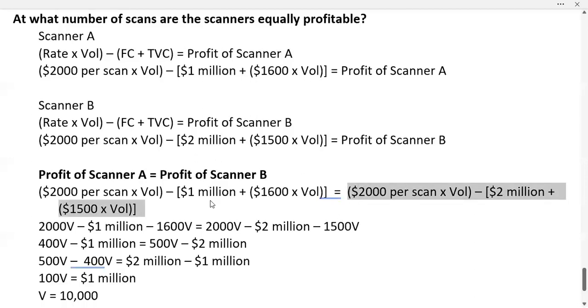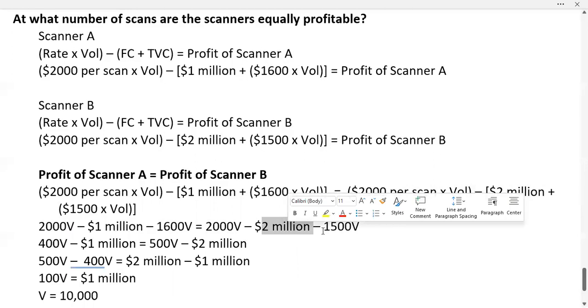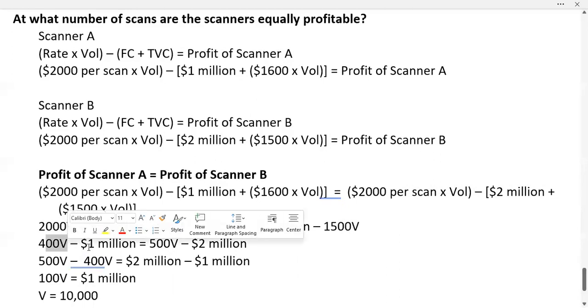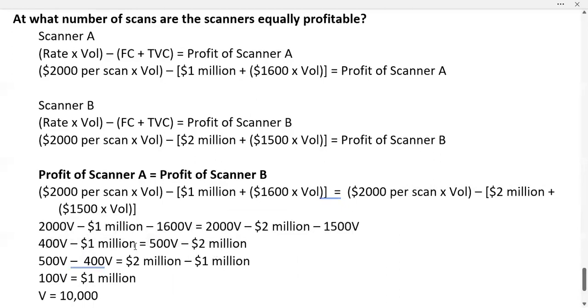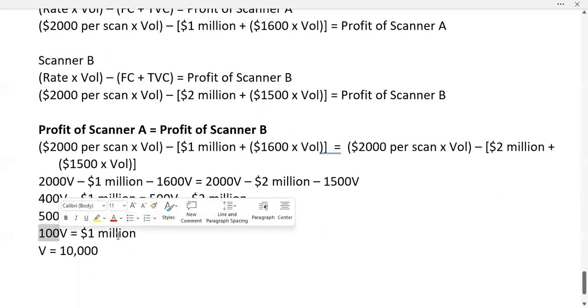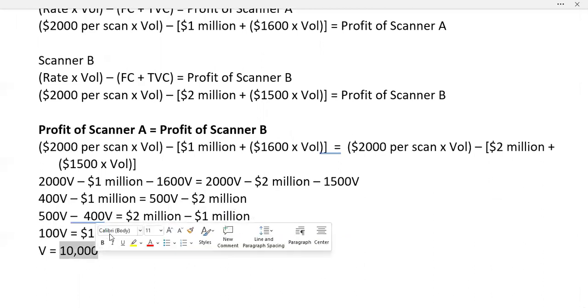Computing for this, on the scanner A side, we have 2,000 V minus $1 million minus 1,600 V. On the scanner B side, we have 2,000 V minus $2 million minus 1,500 V, which gives us 400 V minus $1 million on the left-hand side for scanner A, and 500 V minus $2 million for scanner B. Continuing the calculation, we end up with 100 V equals $1 million, or V equals 10,000, which means that once you see 10,000 patients, the profit for scanner A equals the profit for scanner B.